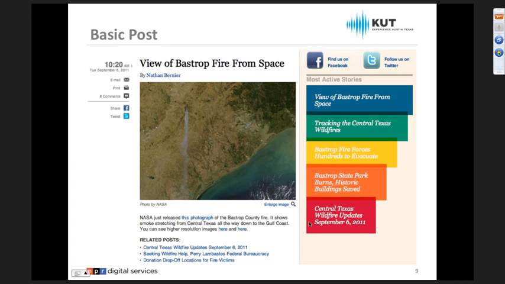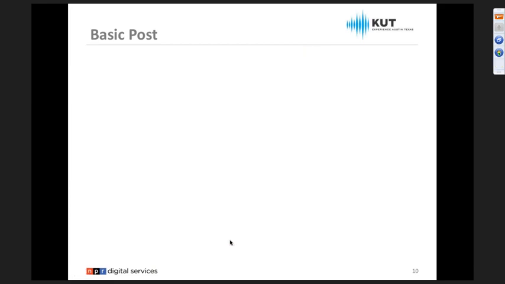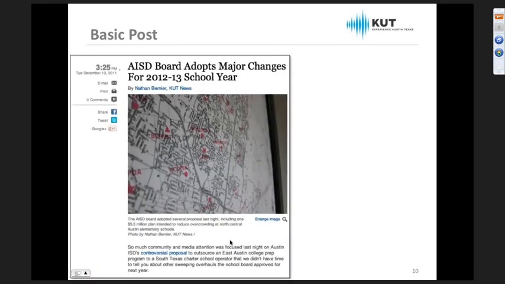You have these most viewed stories here. They're all fire related, and even the related posts. So KUT is doing a lot of reporting on this fire at this time. But you know, this counts as a post too: a photo, description of what it is, and a link to higher resolution images. This is what their online audience wants to see, and they've delivered it.